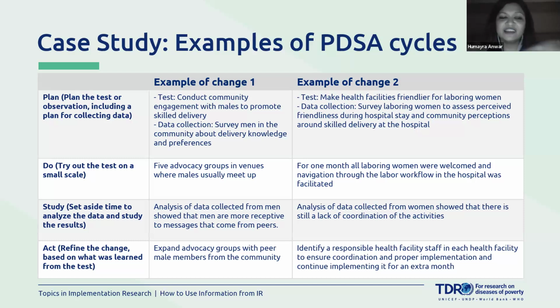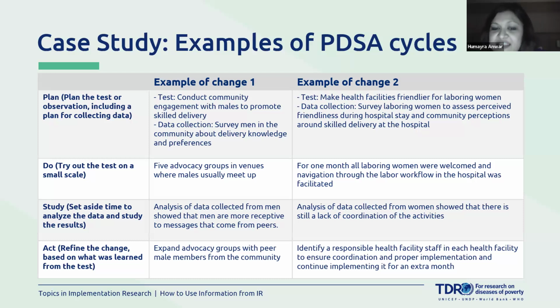So what was the act? Then they expanded this advocacy group with peer male members in the community. Another thing they tested is making the health facilities friendlier for laboring women. For that, for 1 month, all the laboring women were welcomed, and the labor workflow was monitored. But when they analyzed the data, it showed that there is still a lack of coordination between the beneficiary and the implementers. So what should be their act?